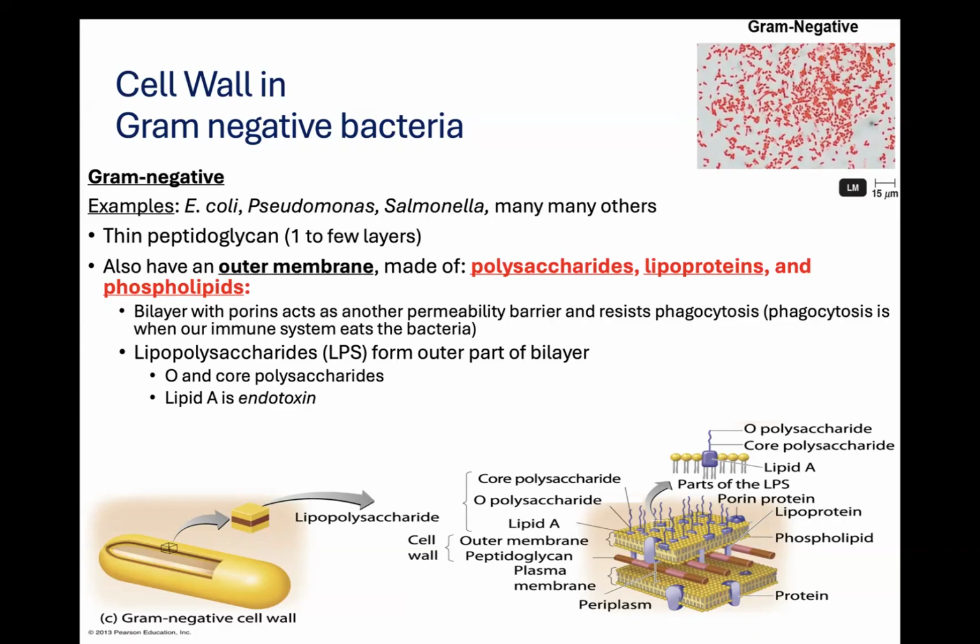So the thin peptidoglycan layer, and then there's an outer membrane, and the outer membrane contains lipopolysaccharides or LPS. So LPS, especially the lipid A portion, is an endotoxin that triggers immune responses in us, and this sometimes can lead to septic shock, which is a serious thing in hospitals. So that is gram-negative cell walls. Gram-negative cell walls are made up of thin peptidoglycan plus an outer membrane, and the LPS lipopolysaccharides make up a portion of this, and it is an endotoxin. So just keep that in mind.